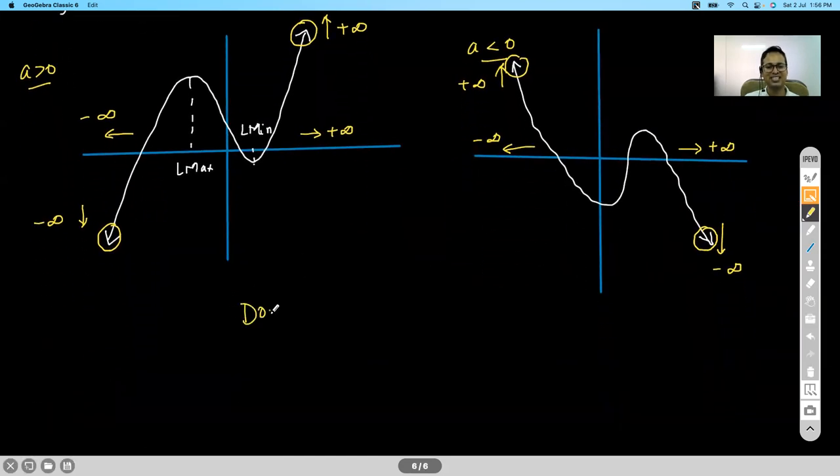What is the domain here? And what is the range here? Look at the span of the function along the x-axis. Domain is all real numbers, right? Range is also all real numbers because the graph is going to extend in both directions along the x-axis and both directions along the y-axis.